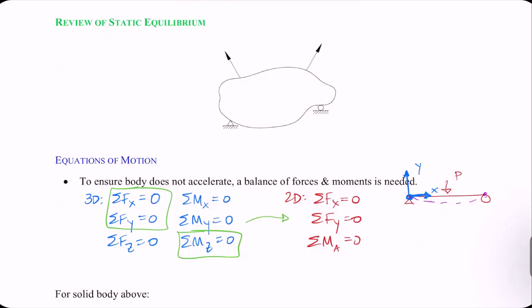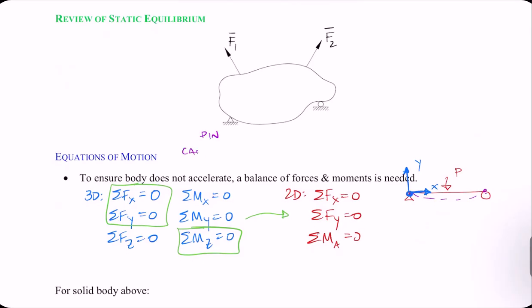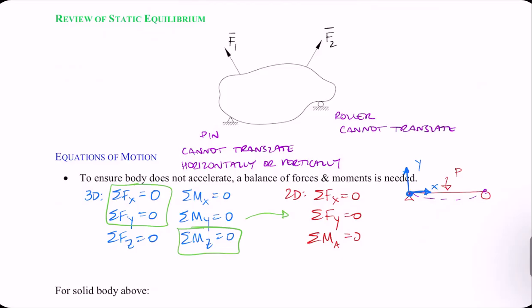So let's actually do it on this potato-like body. If I have force vectors applied, and then these 2 supports, a pin and a roller. Let's remind ourselves about the pin. It cannot translate horizontally or vertically. The roller, on the other hand, only prevents one translation. In this case, it cannot translate vertically.